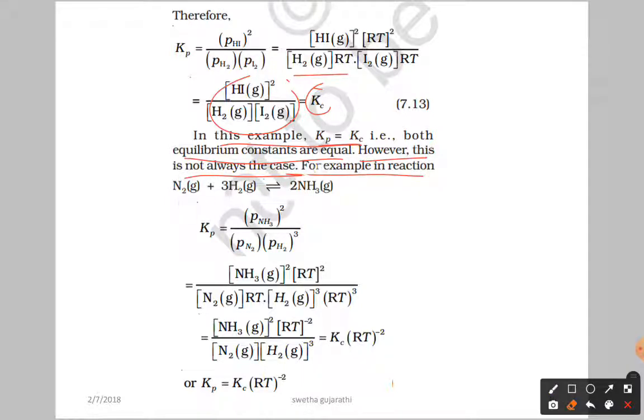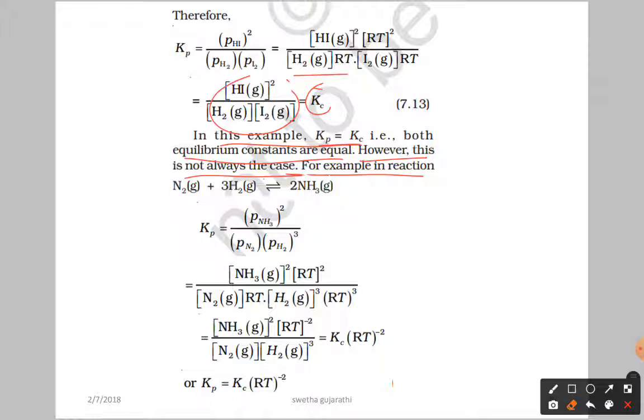The next example we have is N2 plus 3H2 giving 2 moles of ammonia. Now let us write the expression: Kp equals the partial pressure of NH3 raised to 2, because the coefficient is 2. Next, the reactants: the partial pressure of N2, where the coefficient is 1, so you can write 1, and the partial pressure of hydrogen, which has to be raised to 3.